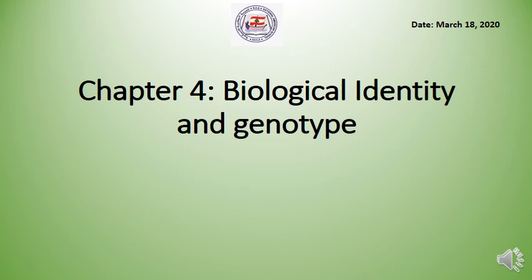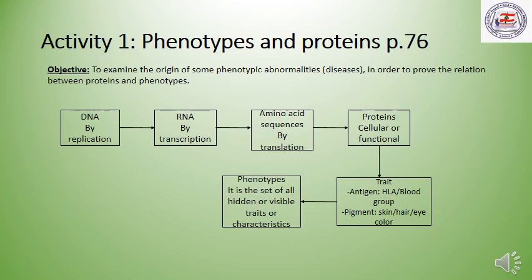We're gonna start with a new chapter, Chapter 4, Biological Identity and Genotype. In order to start with Activity 1, Phenotypes and Proteins, please open your books to page 76. The objective of this activity is to examine the origin of some phenotypic abnormalities or diseases in order to prove the relation between proteins and phenotypes.